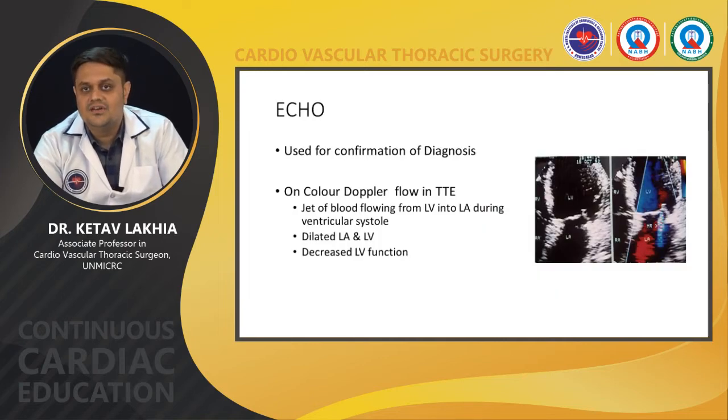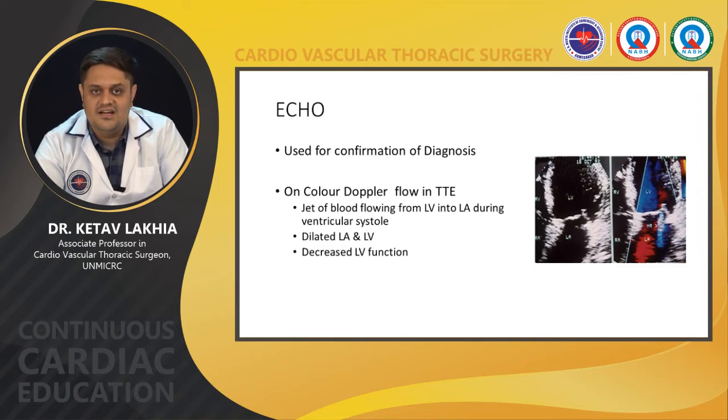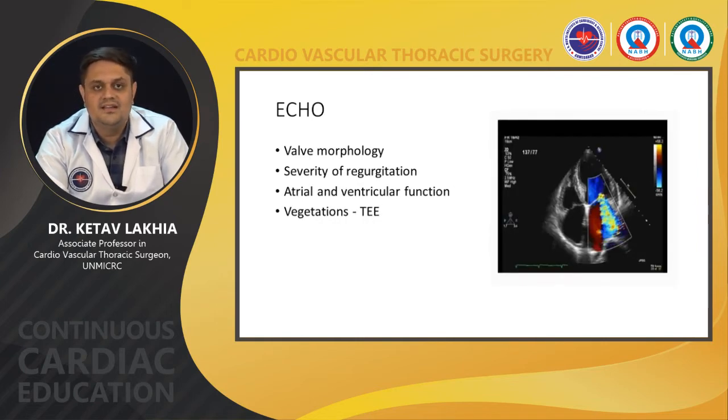Echo is the mainstay of diagnosis for the confirmation of MR. On color Doppler flow in transthoracic echo, a jet of blood will be seen flowing from LV to LA during ventricular systole. The LA and LV are dilated and the LV function will be decreased. The ejection fraction will be low. On echo, we can see the valve morphology, the severity of regurgitation, atrial and ventricular function, and there may be vegetations, which are better seen on transesophageal echo.